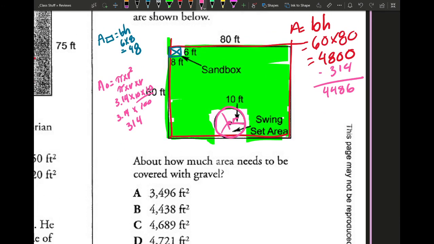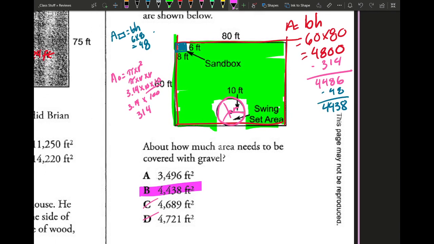So it has to be less than 4486. So this is not gonna work right there. I still have to take away the 48, right? From here, right here. I'm not gonna put that in there. So I'm gonna take that away, and I get 4438, which is B. The area of gravel is going to be 4438 feet square. Again, if you're not selecting everything, you have to take it away. And to take it away is to subtract. Okay, so you got to be paying attention to those little keywords.